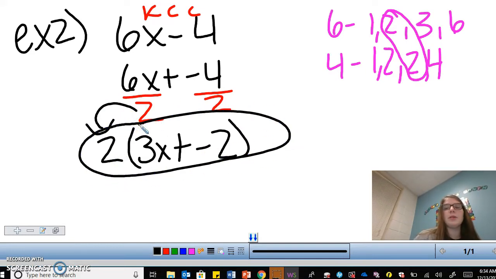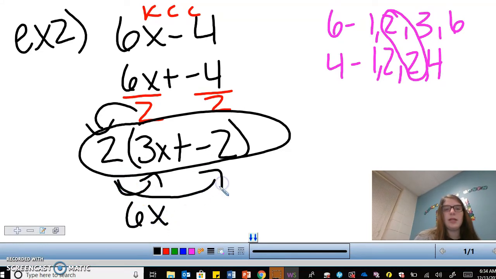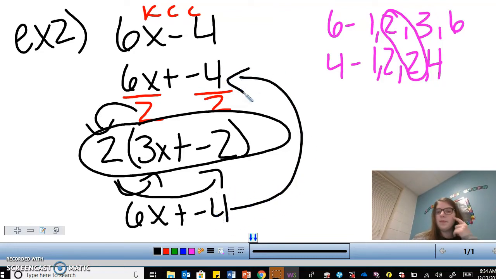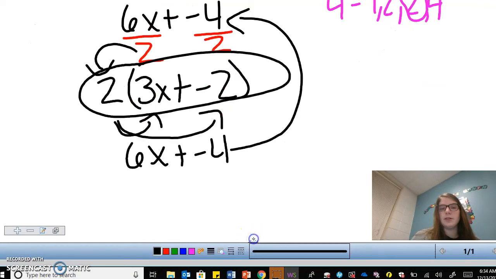And then always remember to check it. So circle your answer and then remember to check it. So if I took 2 times 3x, I would get 6x. If I took 2 times negative 2, I would get a negative 4, which is what we started with. Okay. I'm going to put another problem up here and I would like you to try it. Once you've tried it, unpause it and check to see if your answer is correct.